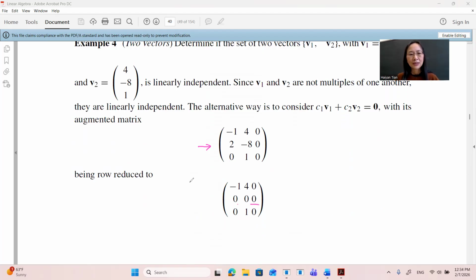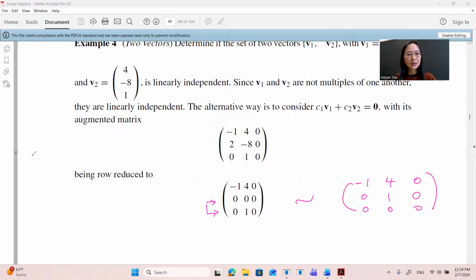And then further, you can swap, right? The second with the third row. So that will reduce it to -1, 4, 0. After we exchange the second and third rows, then 0, 1, 0, and then a row of 0.